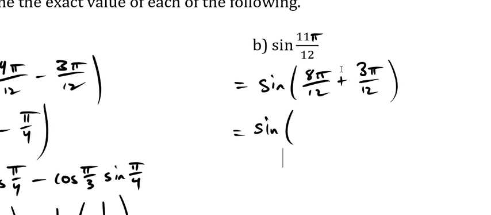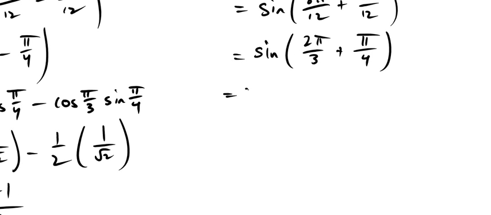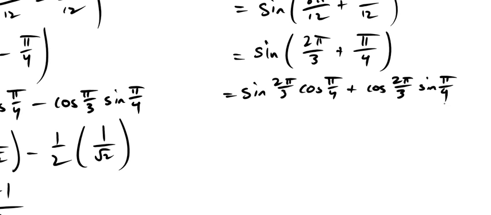8 pi by 12 reduces: divide the top by 4, divide the bottom by 4, 2 pi over 3, plus 3 pi over 12, divide the top by 3, the bottom by 3, pi over 4. And again, using a formula, sine of 2 pi by 3 cos of pi by 4 plus cos of 2 pi by 3 sine of pi by 4. What's the sine of 2 pi by 3?